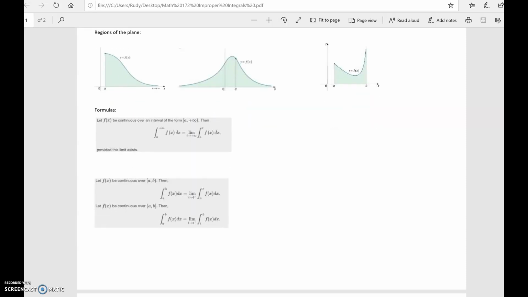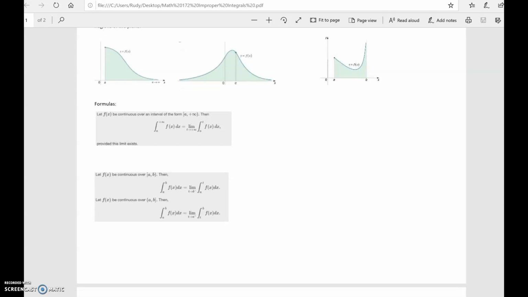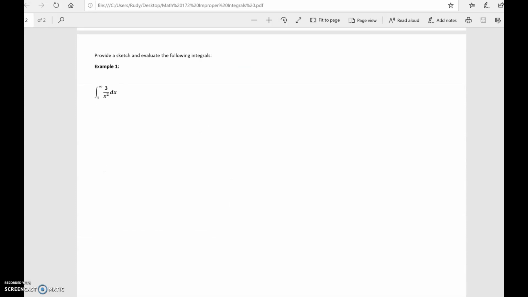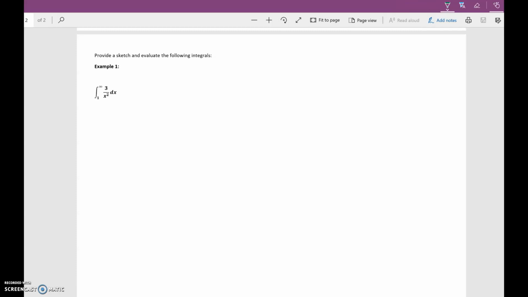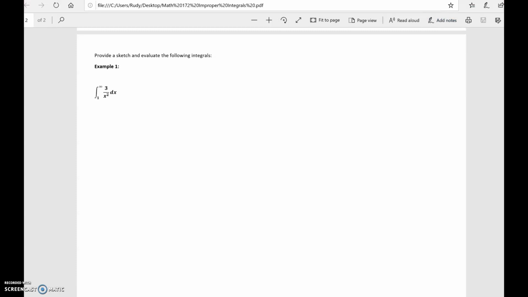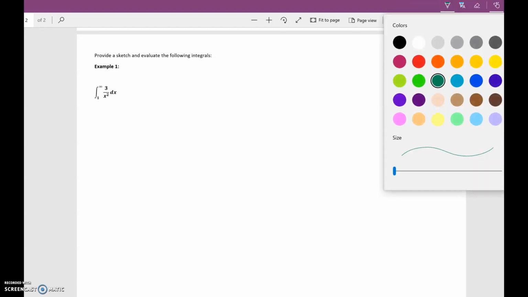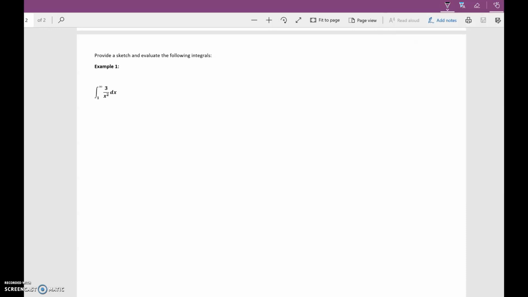Here are the main formulas depending on the situation that we're evaluating. But all of these integrals, since they're going all the way to infinity, we end up evaluating the limit depending on the situation. Okay, so here's the idea. Let's take a look at example 1. In example 1, they're asking us to provide a sketch of the function that we're integrating, and then we'll evaluate the actual integral.